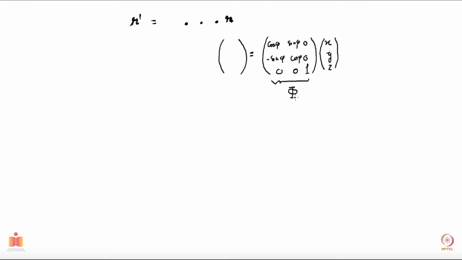That's the name of the matrix I give. And if I do so, my x and y values will get transformed to something else, and z will remain the same. And I want to call these components xi, eta and zeta. Okay, so clearly eta is same as z, that has not changed.